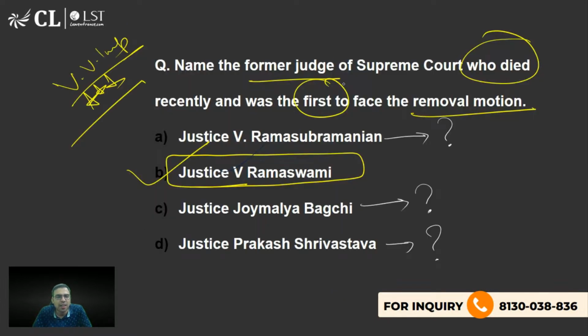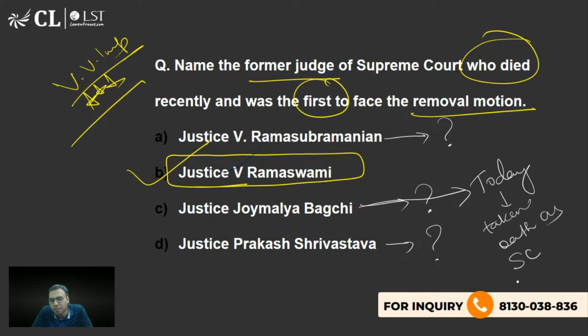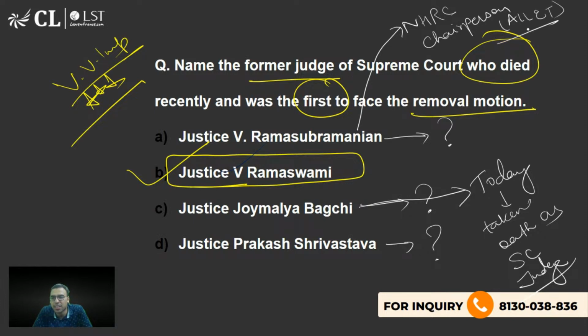Now please tell me, why are options A, C, and D in the news? Option C is in the news because today he has taken oath as a Supreme Court judge. Yes, Kushagra, very good. Justice V. Ramasubramaniam is the NHRC chairperson, National Human Rights Commission chairperson. This is also very important because this was asked in the exam twice. The chairperson of NHRC was asked twice.